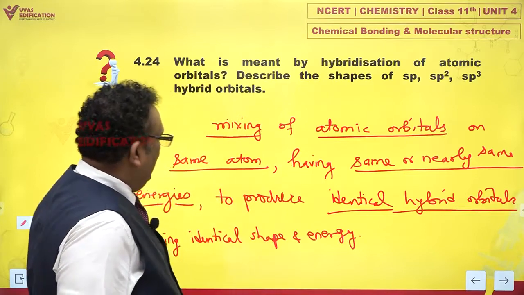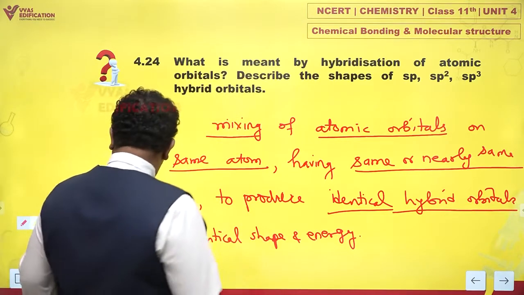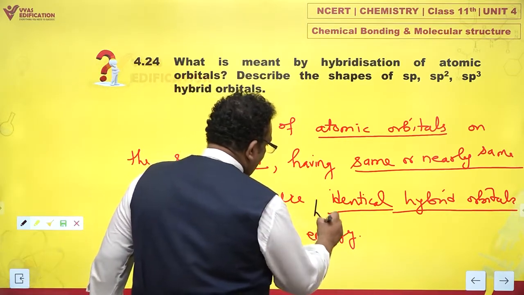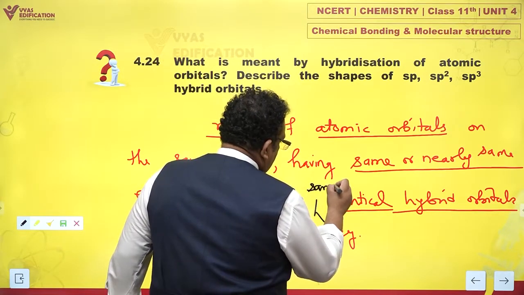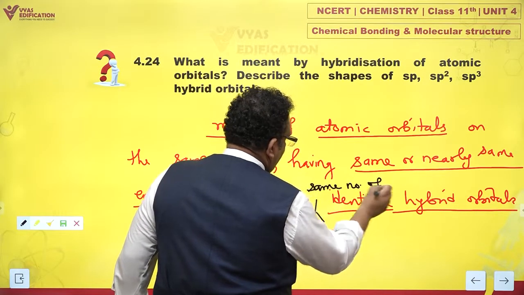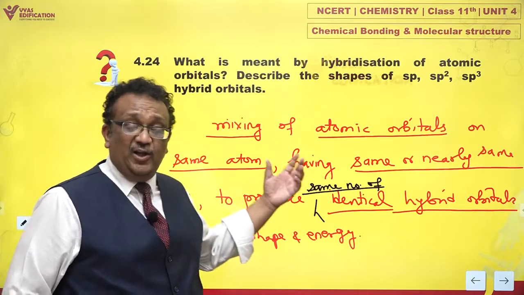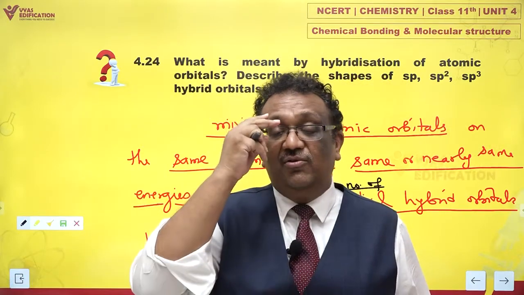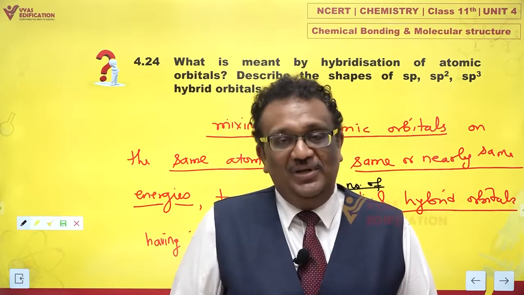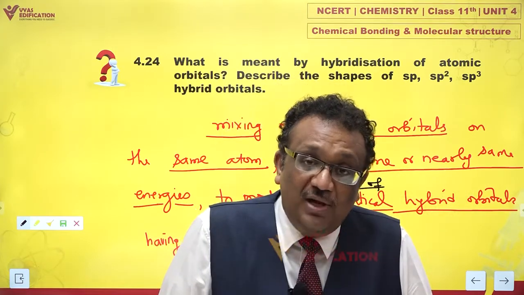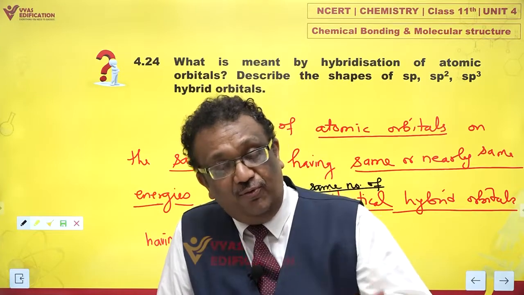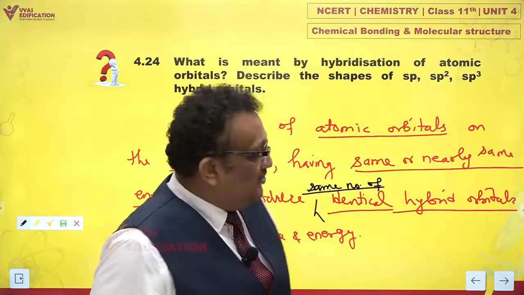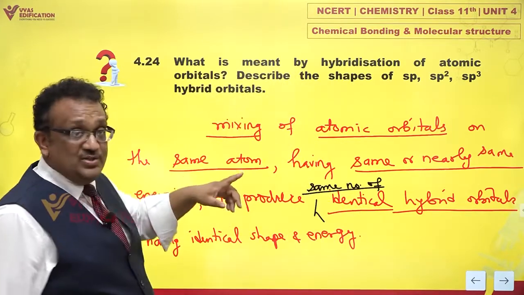But of course, one more point we should add: same number of hybrid orbitals. So if there are 3 atomic orbitals undergoing mixing, they will produce exactly 3 hybrid orbitals. If there are 4 atomic orbitals undergoing mixing, they will produce 4 hybrid orbitals. So this is a very important sentence with a lot of keywords, please note.